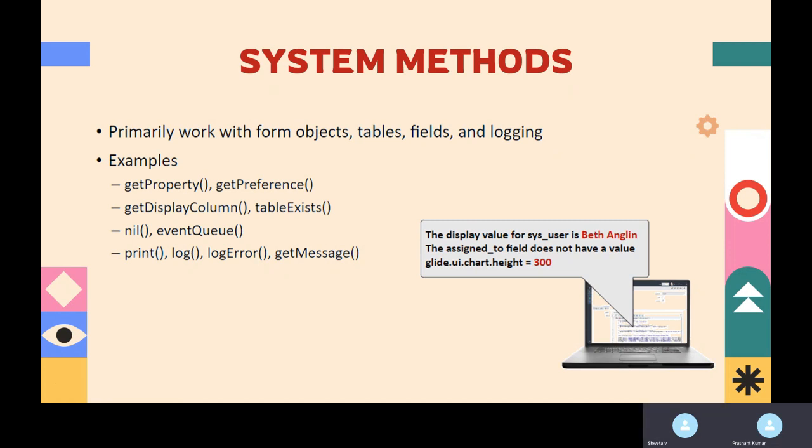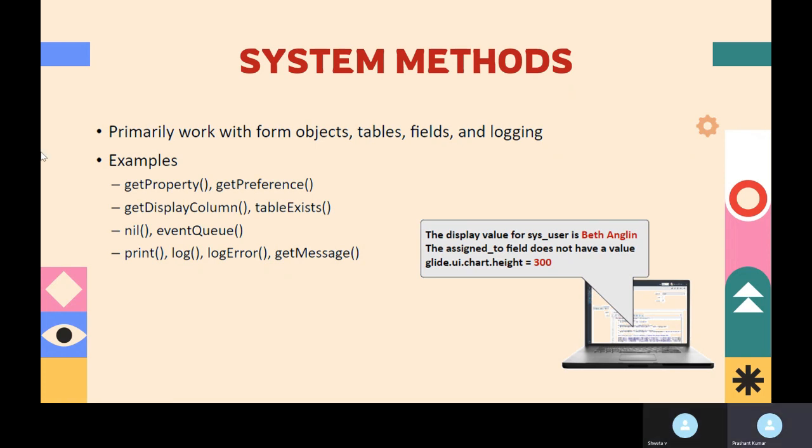And for tables, we are using GlideRecord. For fields, we will use current.field_name. For logging, we use gs.print, gs.log, gs.getMessage, gs.getInfoMessage, right? And gs.eventQueue. With this event queue, we are triggering an event using gs.eventQueue.